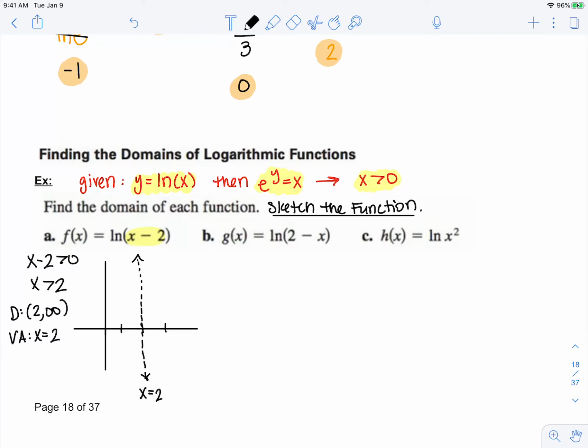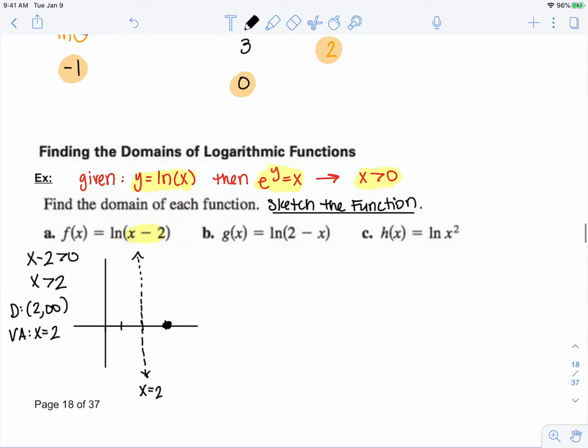Now, one property of this graph is that the x-intercept is always going to be 1 over from that vertical asymptote. So my x-intercept is the point 3, 0. And we know that it's going to be increasing and going through this point. So that's a quick enough sketch.